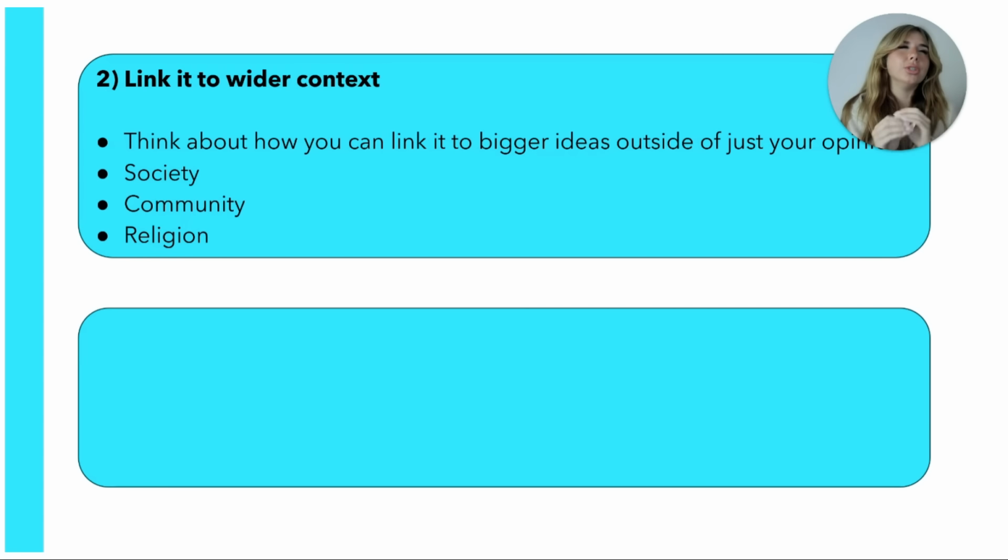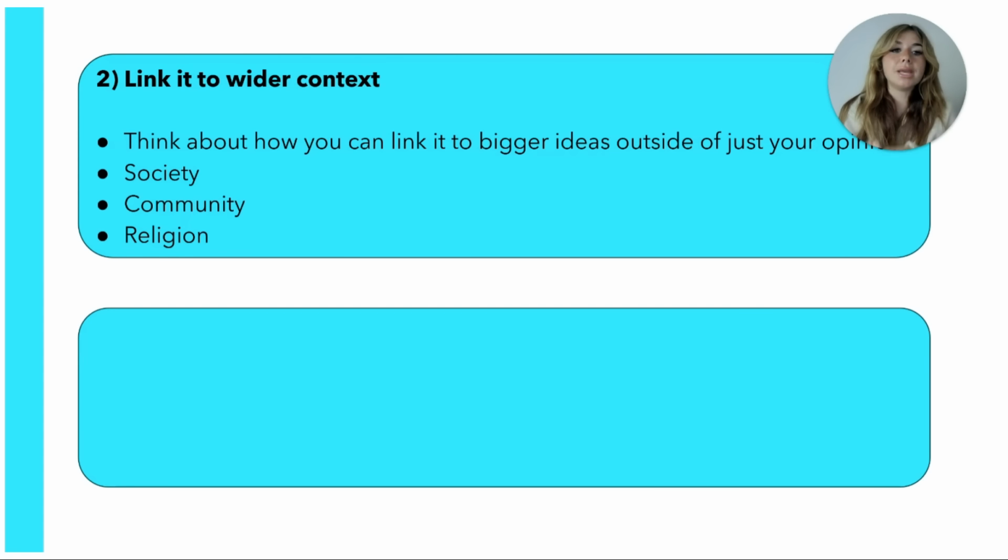We've got a whole bit on the Lightup Hub, which is so good for this, giving you sentence starters, model examples, things that you can just use for each and every one, and it just makes it super easy to tick it off in the exam. But the high-level students always don't just think about their opinion, but think about it on a wider context.